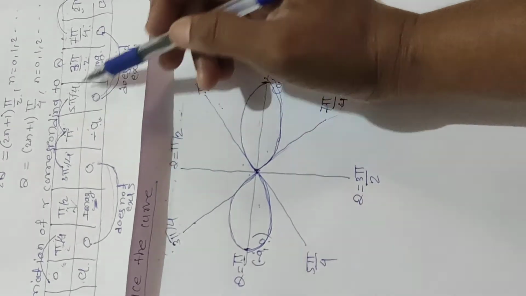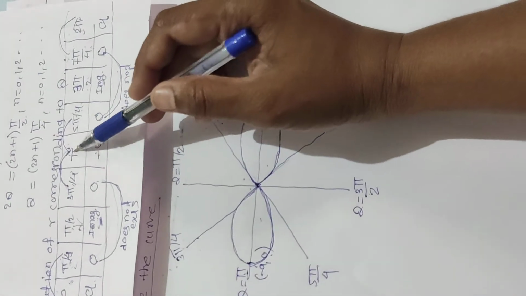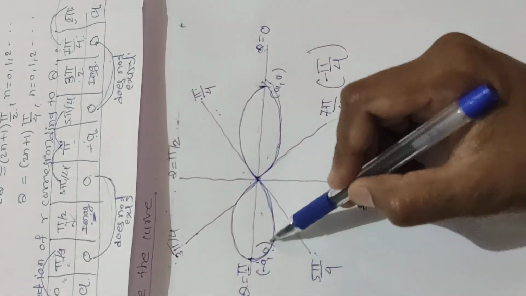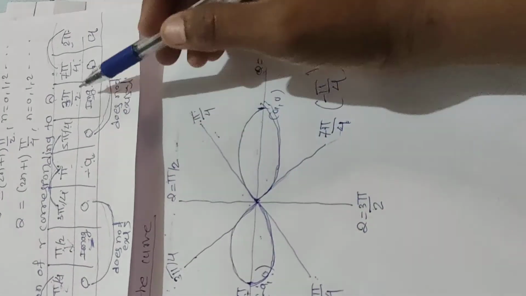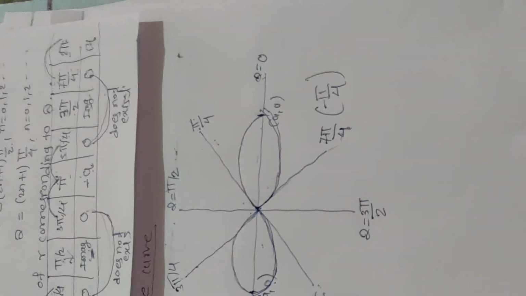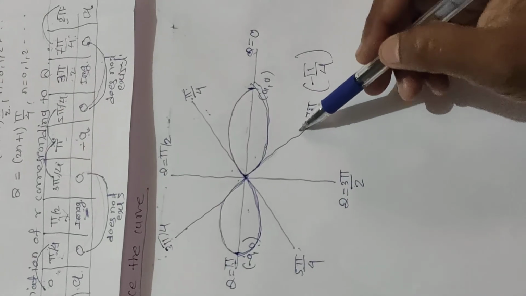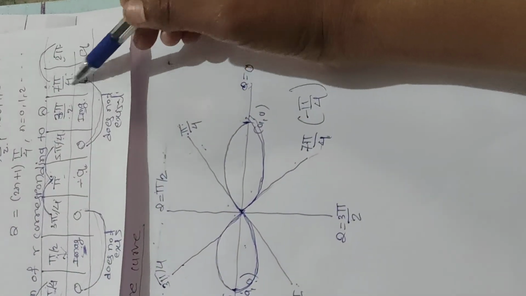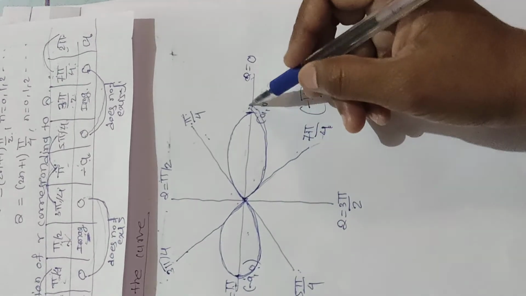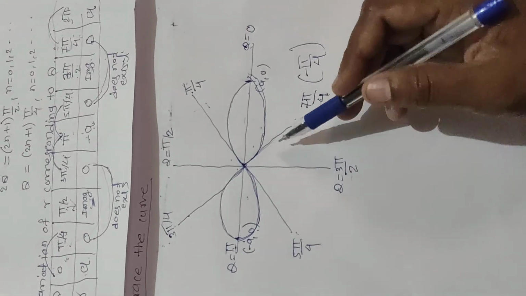After that, 3 pi by 4 to pi the curve exists, pi to 5 pi by 4 the curve exists, that means pi to 5 pi by 4 this half loop lies in the downward direction. After that, 5 pi by 4 to 7 pi by 4 the curve does not exist, and the last is the curve exists 7 pi by 4 to 2 pi, so this half loop lies in the downward direction. So in that way we have to draw the curve. So this is the curve of this question.